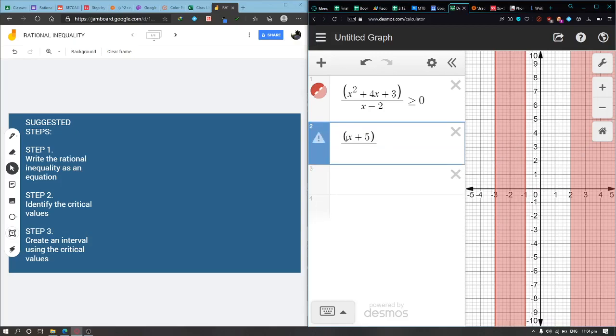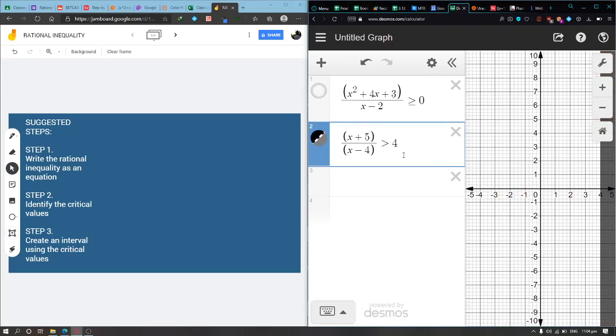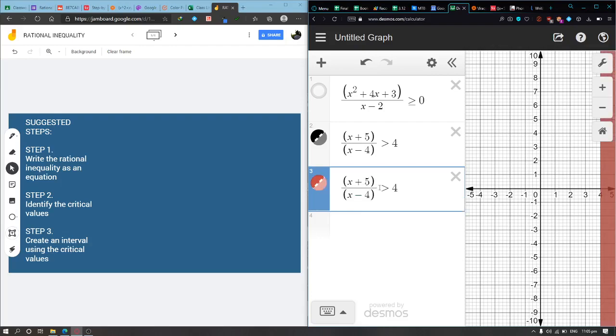x plus 5 over x minus 4 is greater than 4. So how to solve this using the suggested steps? Step 1, write the rational inequality as an equation. So let us try to rewrite it as an equation. The symbol of greater than or less than should be replaced with an equal sign. And then next, we will try to solve it as a normal equation.